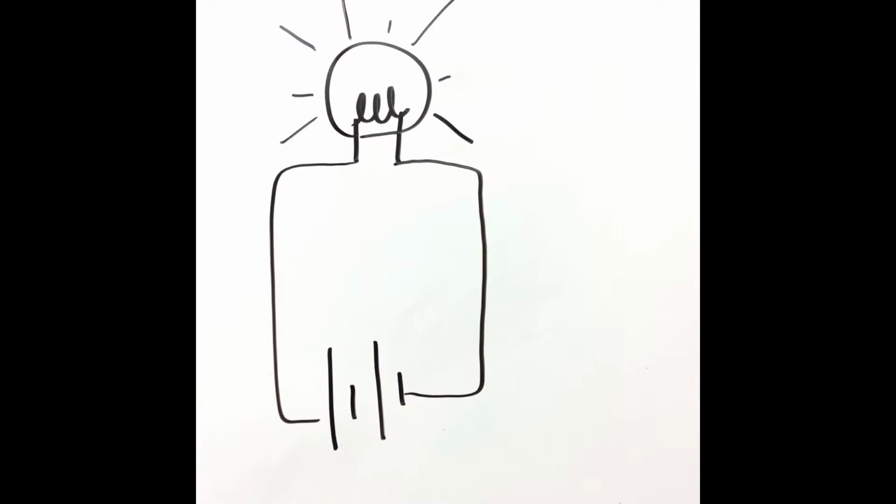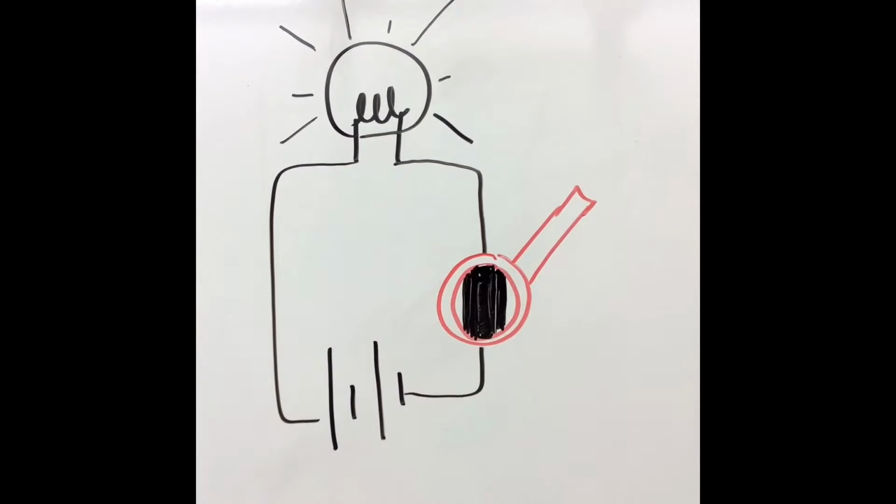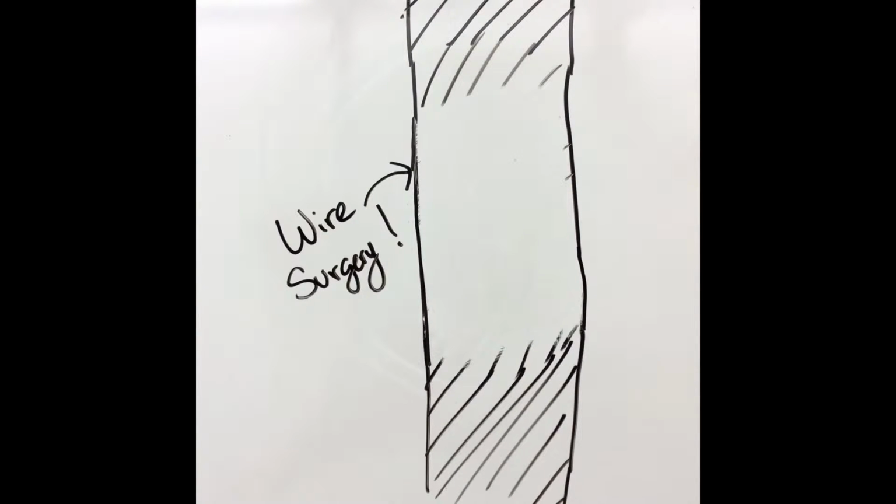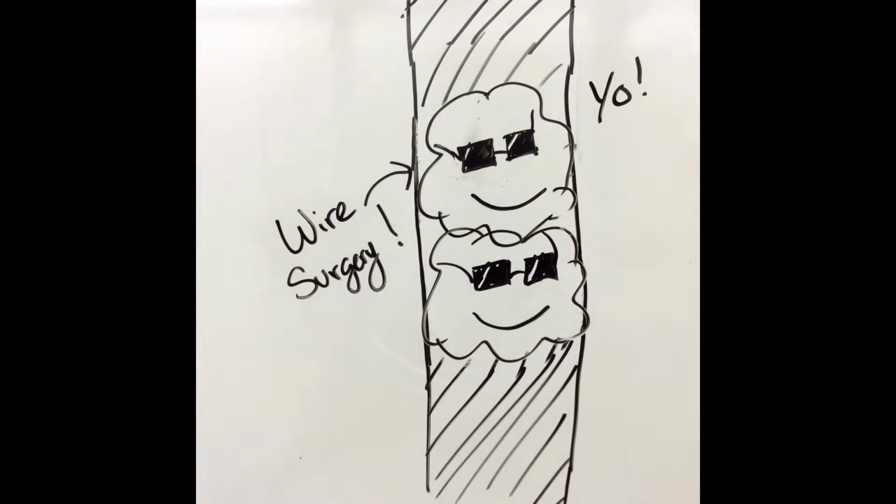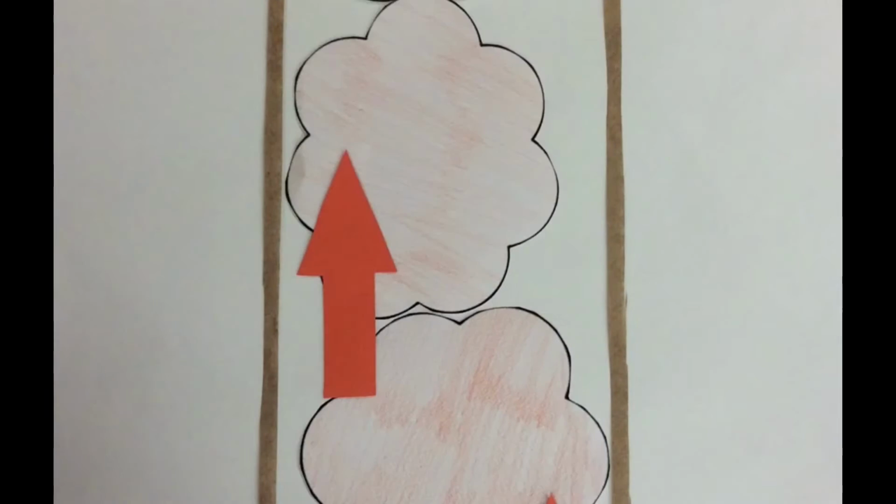So, do the lengths of the wire matter? Let's examine what's happening inside the wires from a microscopic view. If we were to cut open the wires and zoom in really close, what would we see? We know something is flowing inside the wire. Let's represent the flow as clouds for now.